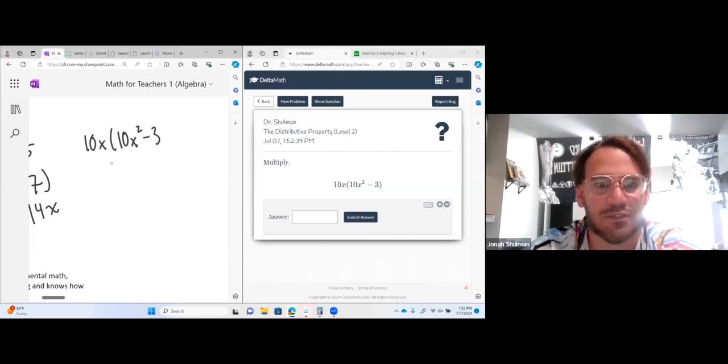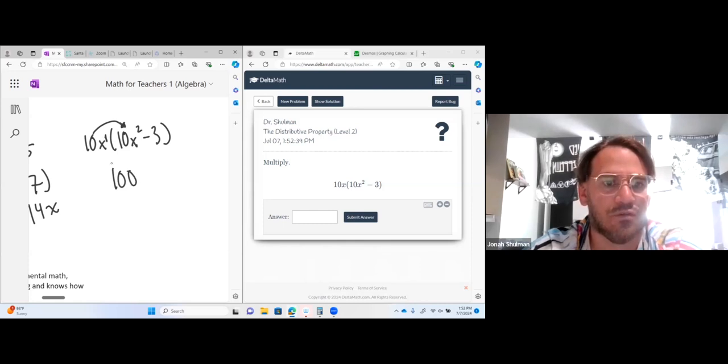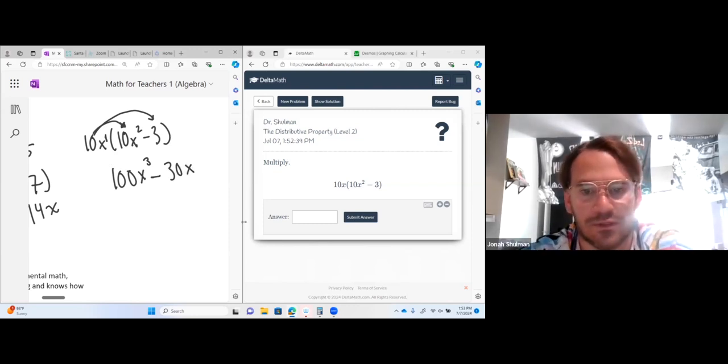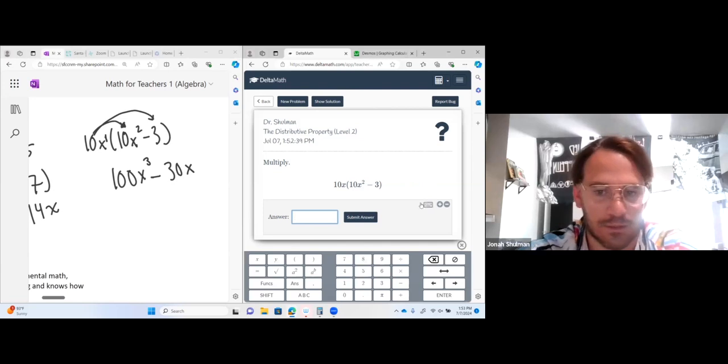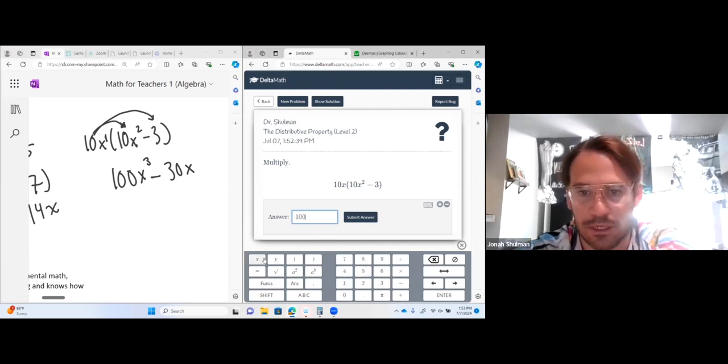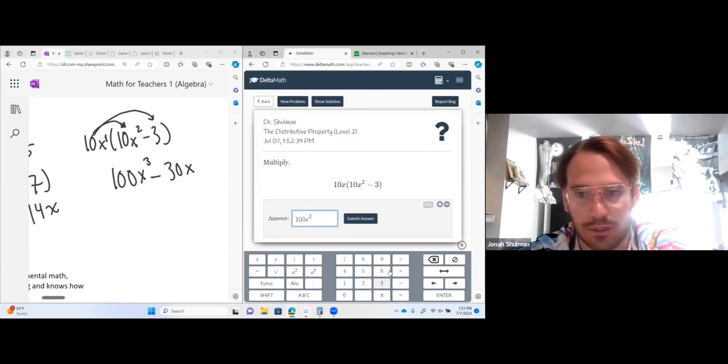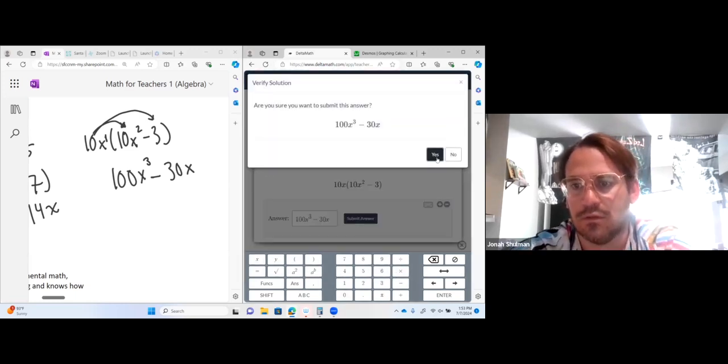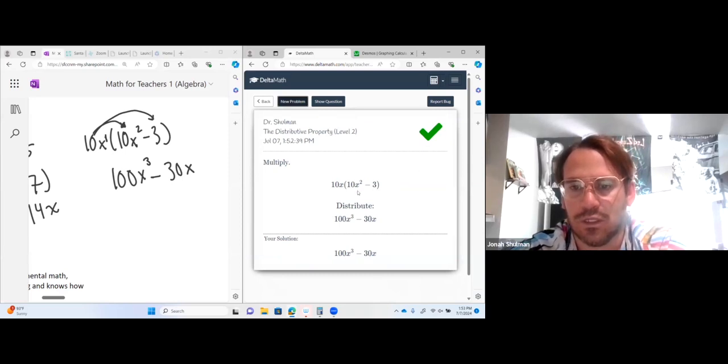10x squared minus 3. Well, 10 times 10 is 100. This is x to the 1 times x squared, so that means we have 3 x's. We times it by this, it's minus 3 times 10 is 30, negative 30, and it has no x, so there it is. And here's your final answer, which is 100x to the third power minus 30x. Ta-da! Well, they didn't show the fancy little notes here, but I'll survive.